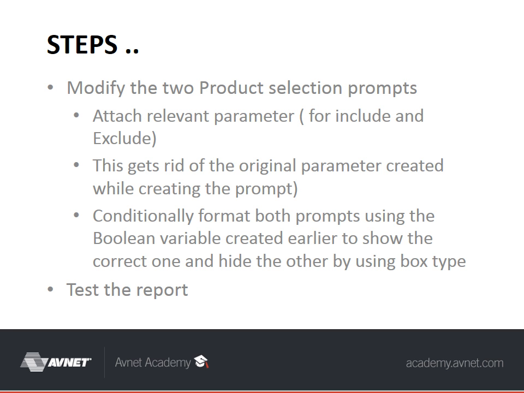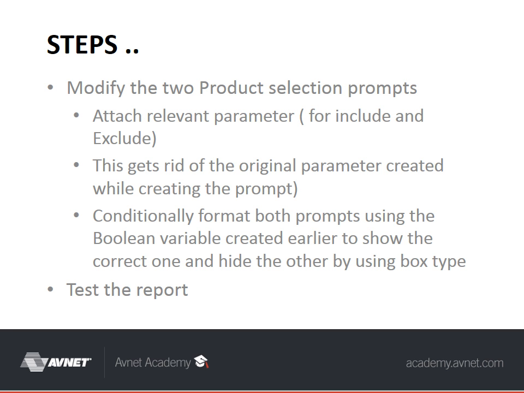After doing this, once we have made sure that the prompts have proper parameters attached, we'll conditionally format both the prompts using the Boolean variable which we did before, and we'll format the box type of the proper prompt. If the user says exclude, I want to show the exclude parameter, and if the user says include, then I want to use the include parameter. Once that is done, we'll go ahead and test the report and see how it works. So these are the steps and the solution design which we have done, and we'll go ahead and create that solution and see how the report works.